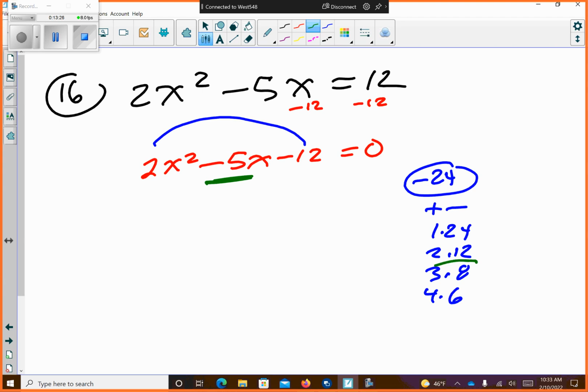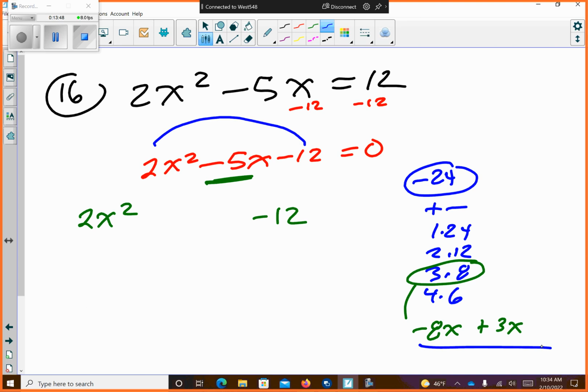What do you got? Okay, so negative 8x, I think I heard. And positive 3x. Does that give me the negative 5? Yes, sir. If I have my signs backwards, it'd give me a positive 5. Agree? All right. So let's see. I have 2x squared minus 8x plus 3x minus 12. You're going to squeeze these in whatever order you want. Just make sure you bring the signs with it.